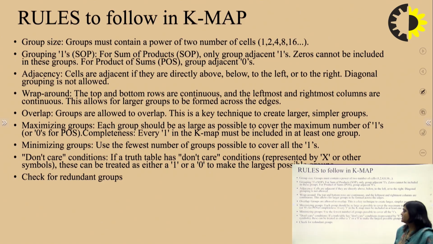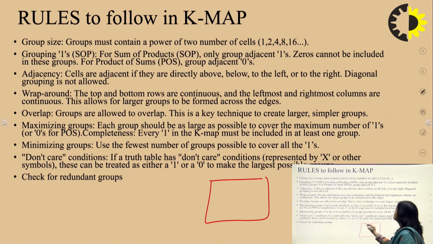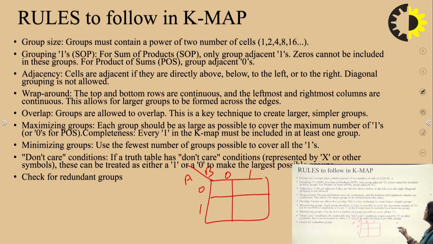When we make a K-map, we have to make groups of 1s or 0s. This is for the two variable K-map, a b, like in this way. So this is 0 1, 0 1. We have to simplify this expression ab bar plus a bar b bar. This is the graphical representation of the K-map for the two variable K-map.